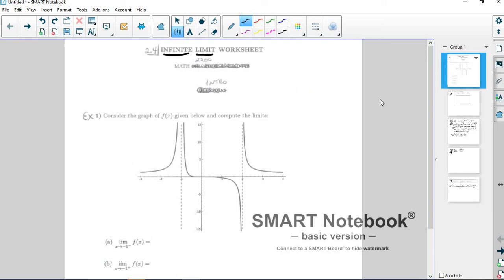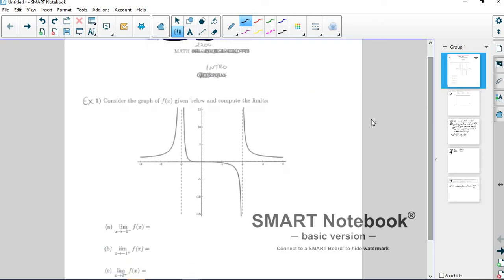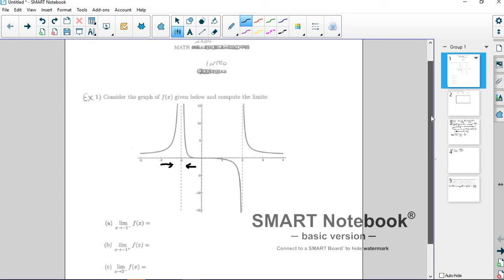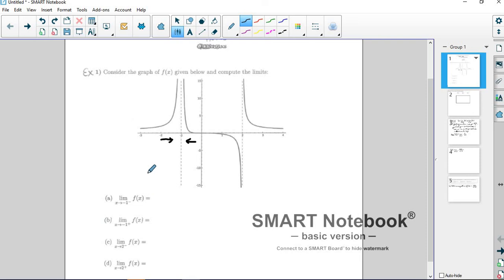And so the idea is this, that as x approaches, in this case, -1, from the left-hand side, what's happening to your y values? They're going up, up, up, up, up, without bound. This is a vertical asymptote here at x equals -1. And so they're going up, up, up without bound. We represent going up without bound as infinity.